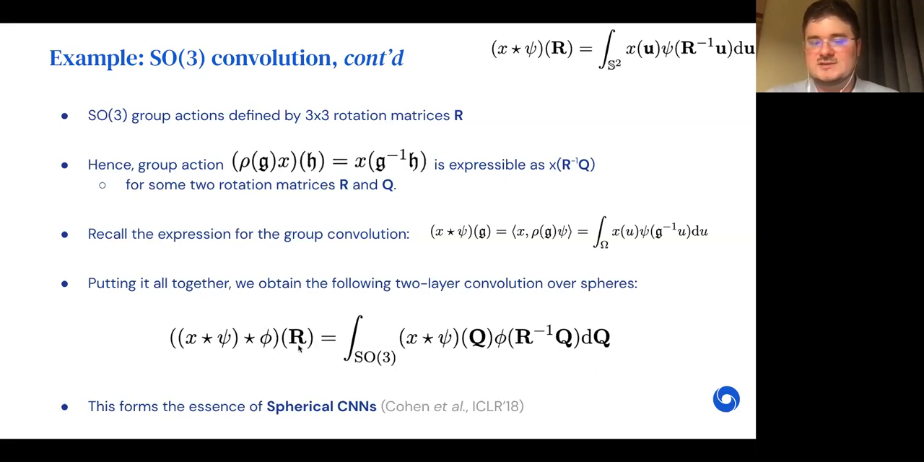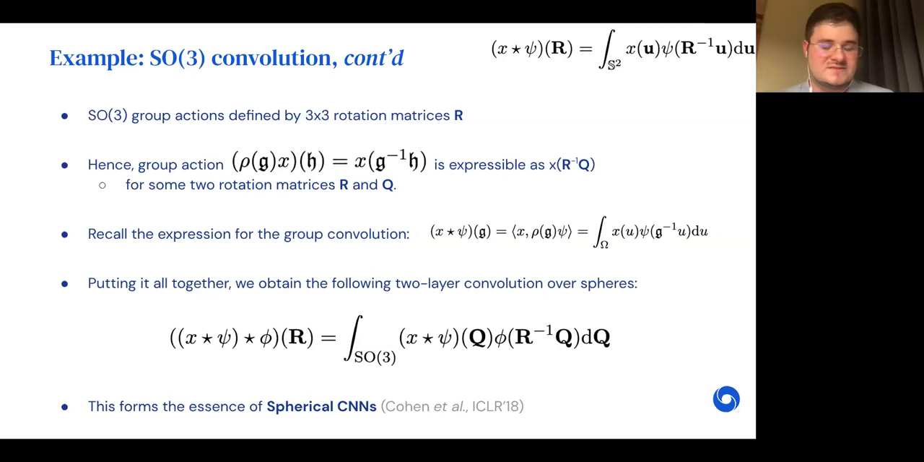So it will be parameterized by rotation matrices R. And what we do is we take the output of our first convolution defined in some matrix Q, and we see where our filter phi would line up at that point Q, which is R inverse times Q, just like we did before. And we integrate over the entire domain of 3D rotation matrices. And this general idea of taking the spherical layer and then stacking SO3 layers is the essence of the spherical CNN, which won the Best Paper Award at ICLR 2018.